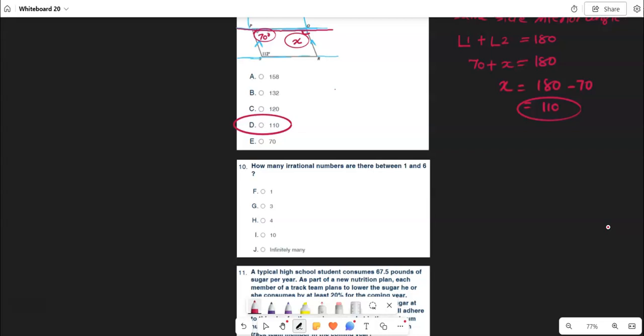What do you mean by irrational numbers? Irrational numbers means a non-repeating, non-terminating decimal expansion. Because irrational numbers have this property, in between any two natural numbers, any two integers, the number of irrational numbers is infinitely many. So if you have such a question, without looking at any other answer, you can answer infinitely many. Okay, moving on.